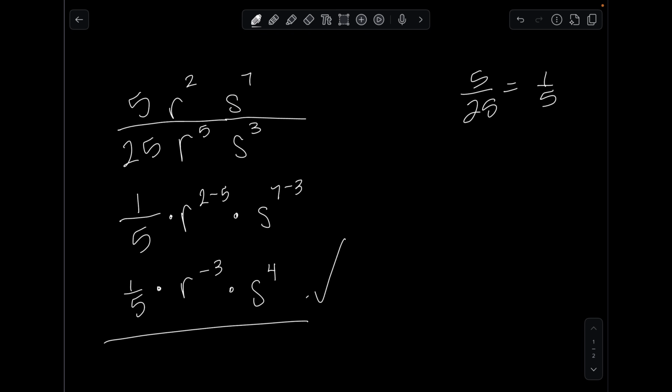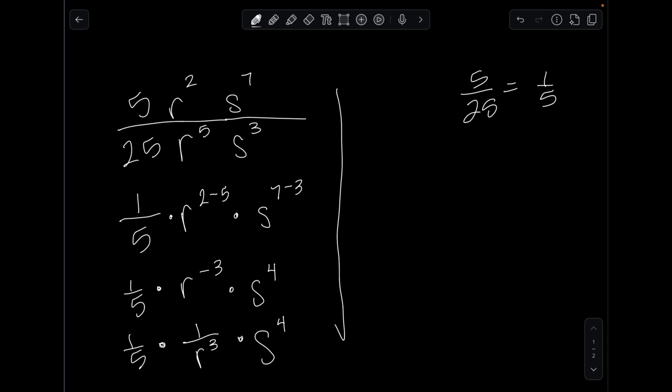It works, but it's not simplified. So let's keep going. I just said in our other rule, you cannot keep exponents negative. I mean, you can, but you'd look silly because that's not how we do it, okay? So you write it as a fraction: 1 over r to the third power times s to the fourth power. This is the mathematical way of doing it.